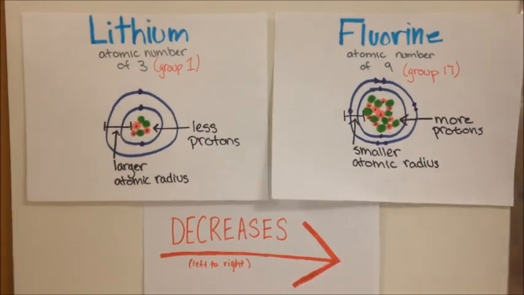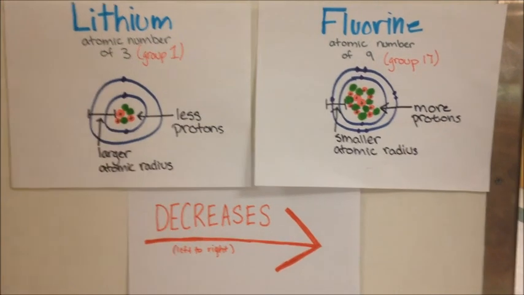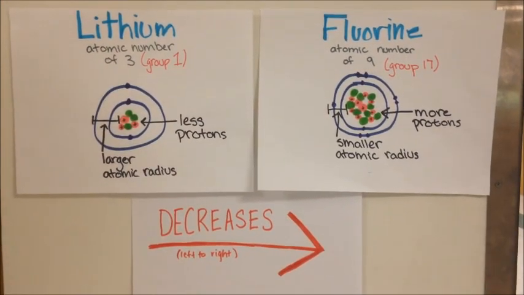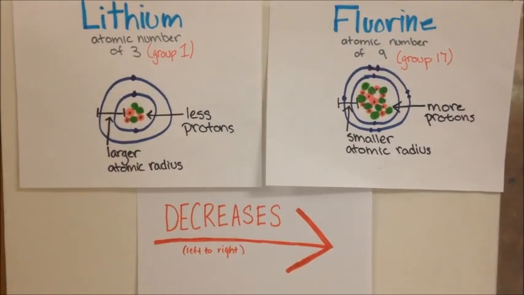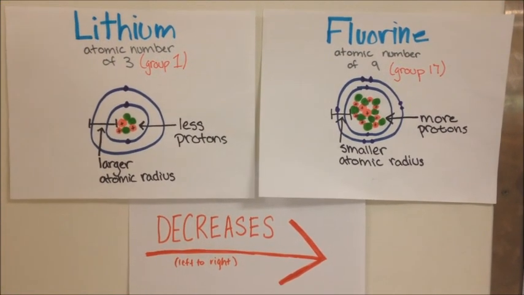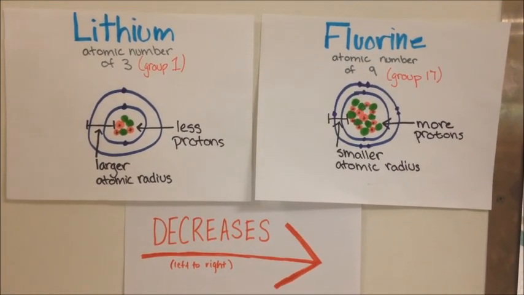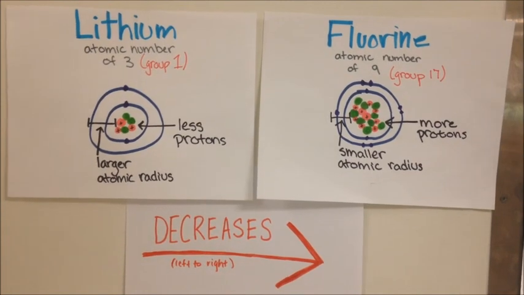And in lithium, on the other hand, there are only 3 protons, so the attraction between the negative electrons and protons is smaller, and therefore the atomic radius is larger.